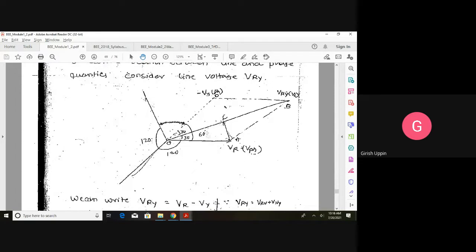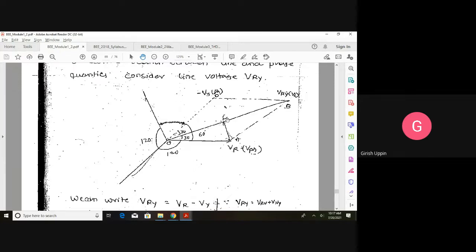Where is VR in the phasor diagram? This is VR and this is VY, but we want minus VY, so we take it in the opposite direction. You can see here this dotted line, this is minus VY, and we take the sum of VR and minus VY. So if we draw a line parallel to this and equal to VR, we get a point somewhere here, and from here we draw a line parallel to this and it meets here. This is nothing but VRY. Now VRY is the line voltage. Now we can find the relation.